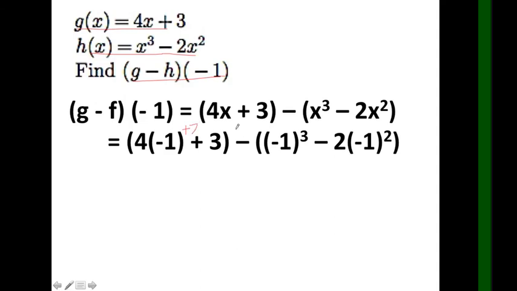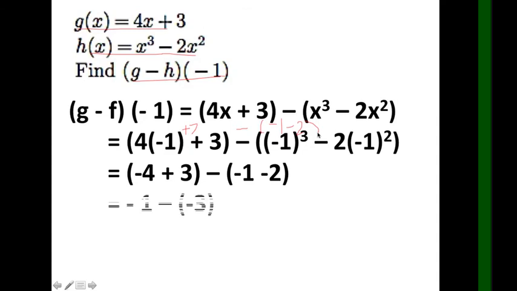And then minus negative 1 cubed. Negative 1 times negative 1 is positive 1. Positive 1 times negative 1, they don't have the same sign, so the answer is negative 1. So we have negative 1, and then negative 1 squared is 1. Positive 1 times negative 2 is negative 2. So therefore, we have a total of negative 3, I think. Na? So that is our solution.